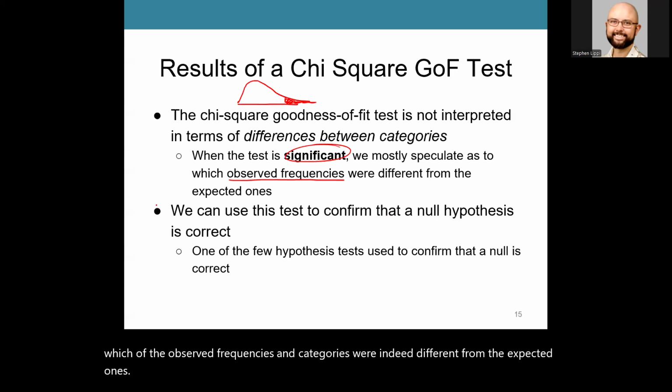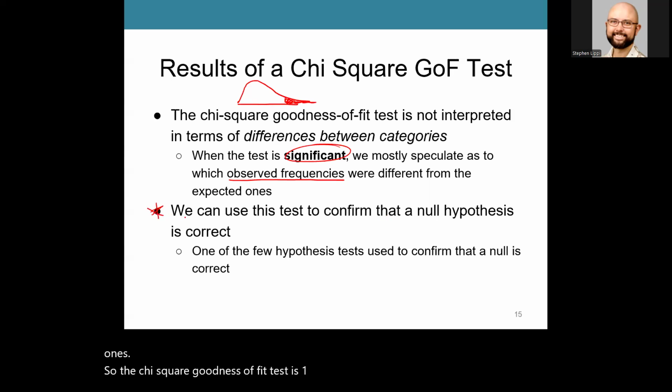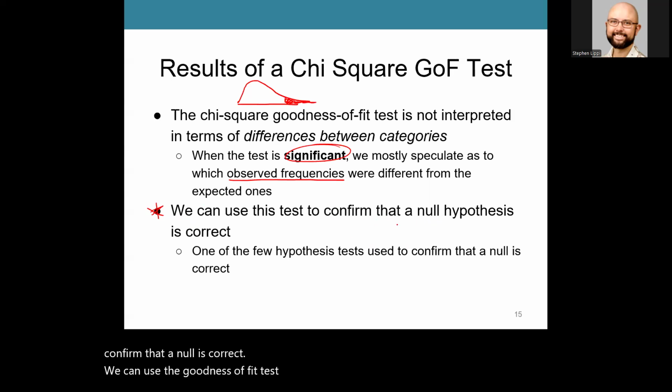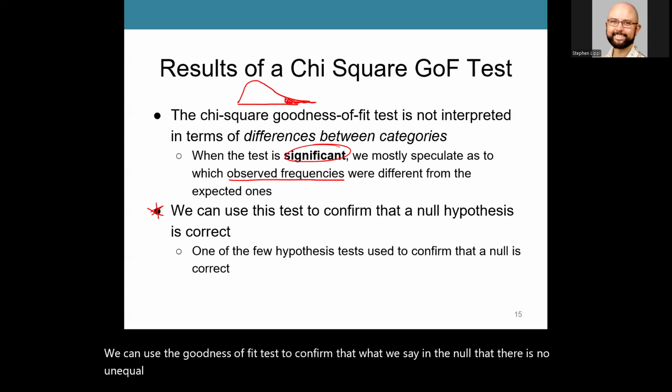So the chi-square goodness of fit test is one of the few hypothesis tests that can actually confirm that a null is correct. We can use the goodness of fit test to confirm what we say in the null, that there is no unequal distribution, and essentially say that that's correct.